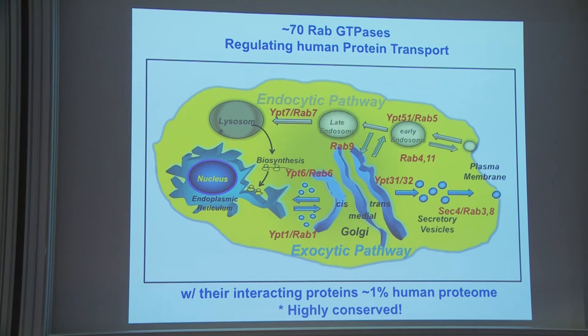Together with their friends, with their upstream regulators and some of the downstream effectors, they form a group of about 200 proteins, which is about 1% of the human proteome. Yes. So for example, RAB6, here you put it between the ER and the Golgi. Yeah, RAB6, it is not very clear what it does, and Bruno just told you. It's like somewhere here floating.